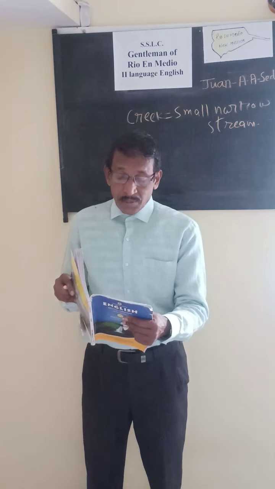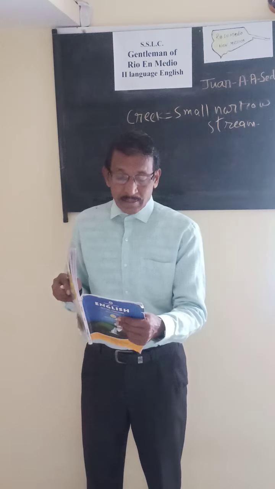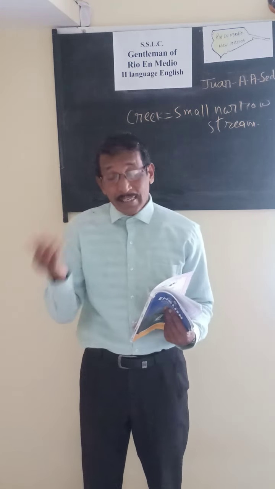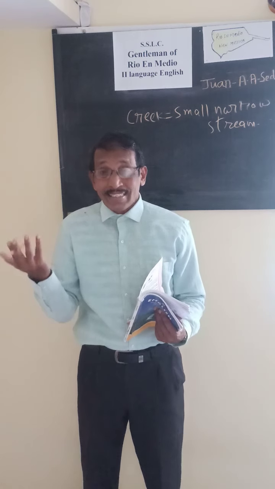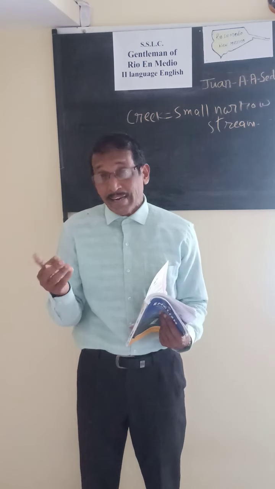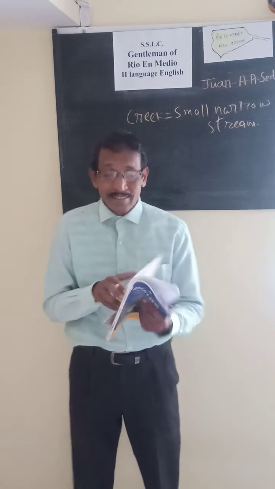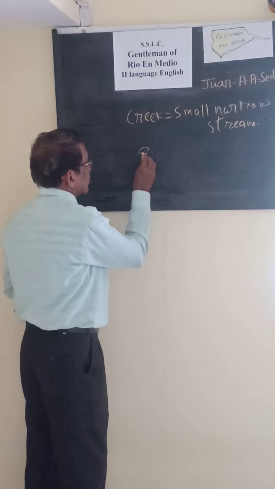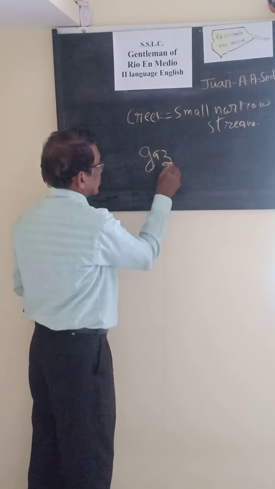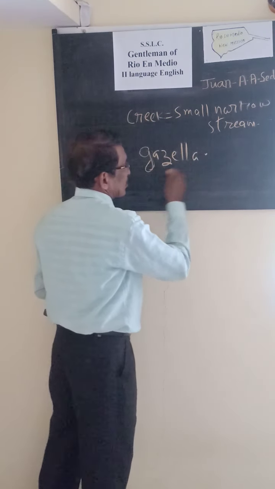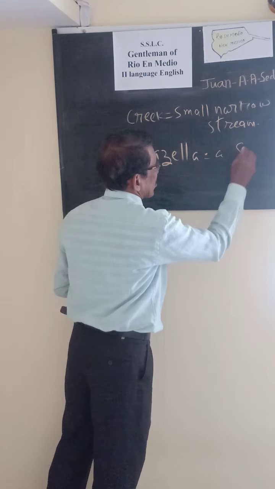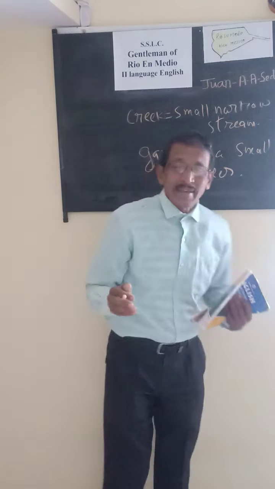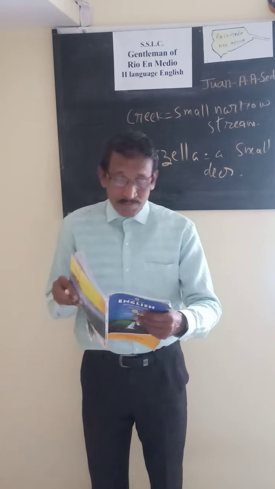Behind him walked one of his innumerable thin dark young men with eyes like a gazelle. He was followed by a young man. His eyes were very beautiful like a gazelle, a deer. A small deer having beautiful eyes is called a gazelle.